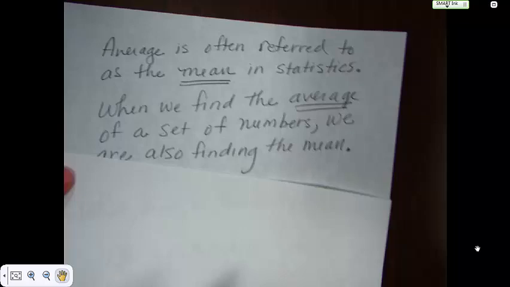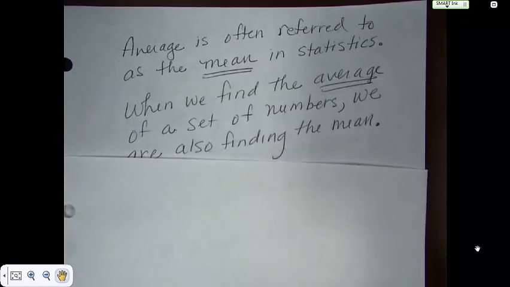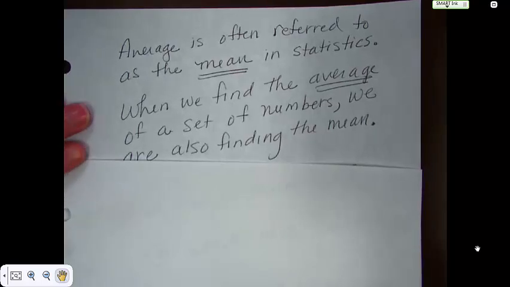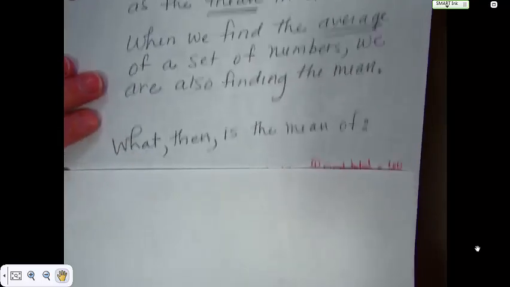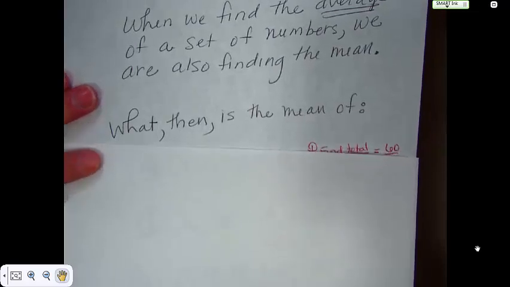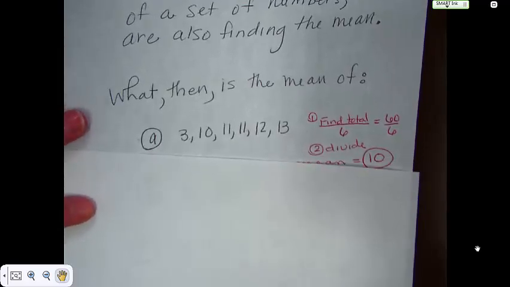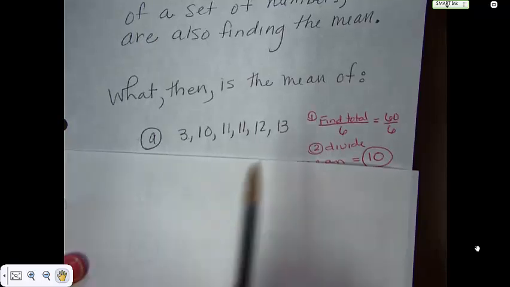Okay, last bit that I want to talk about here. Average is often referred to as the mean in statistics. So when you're figuring average, you also can think mean. When we find the average of a set of numbers, we are finding its mean. So, thinking statistically at this moment, what is the mean of the numbers 3, 10, 11, 11, 12, and 13? There's 2 steps, just like we did before with the word problems.